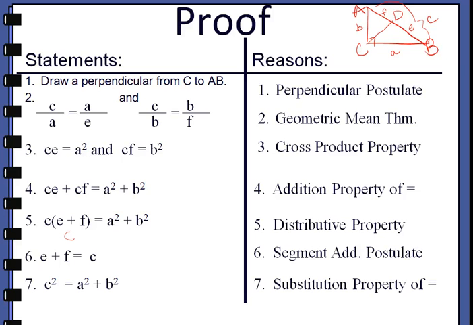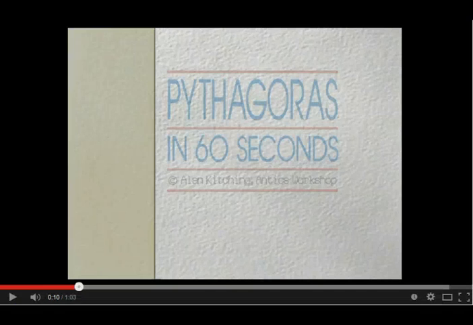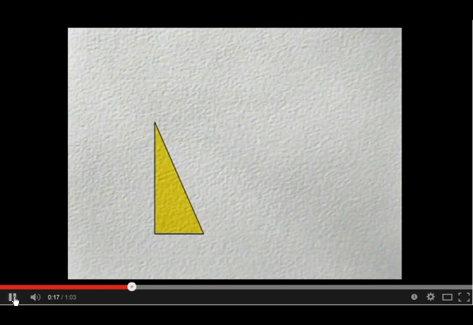So now I'm going to also show you a more visual proof of the Pythagorean theorem. Okay, so this is set to music. Bear with me here. This is just kind of a cool visual proof of the Pythagorean theorem. So you can see they start by constructing a right triangle.